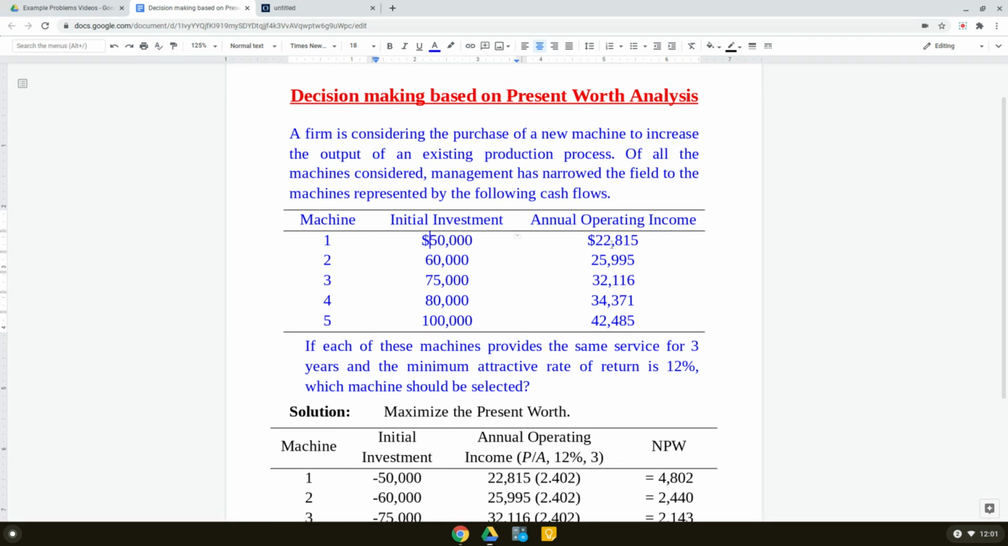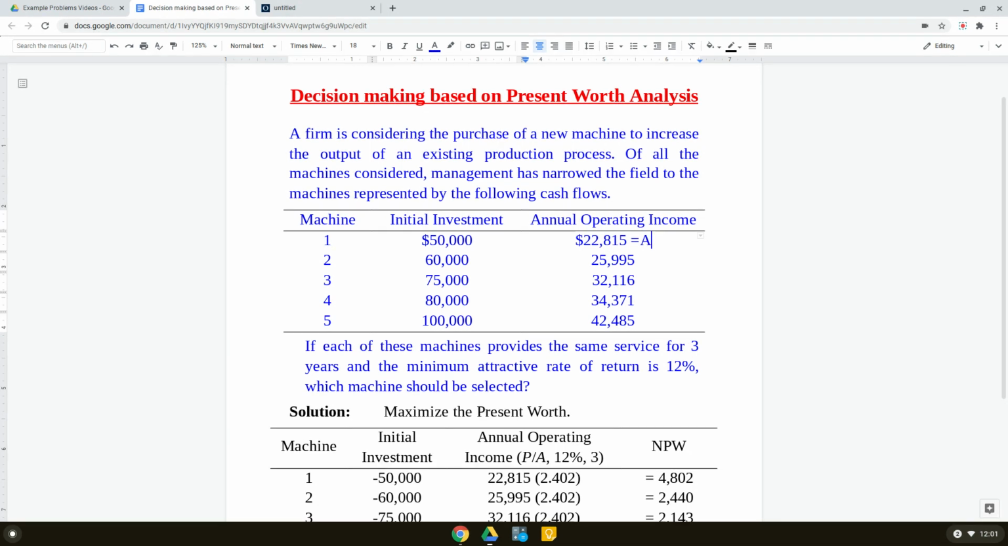And these annual operating incomes, those are A, because this is the same amount every year repeated, right? So it is indicated by letter A, annual operating income. So that's positive. This is negative. So each machine has a different cost and different annual operating income.